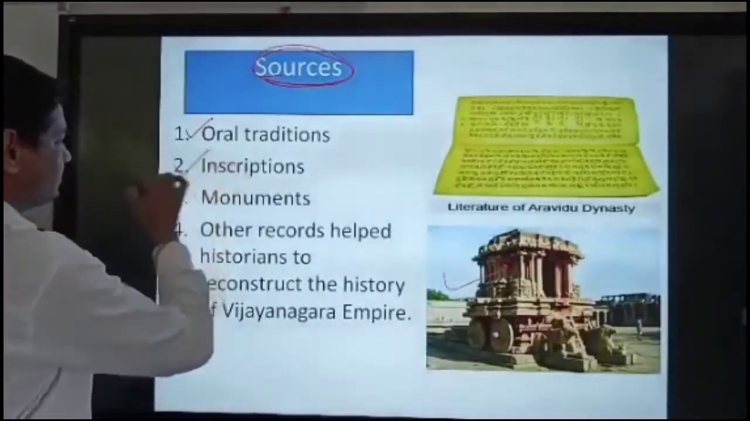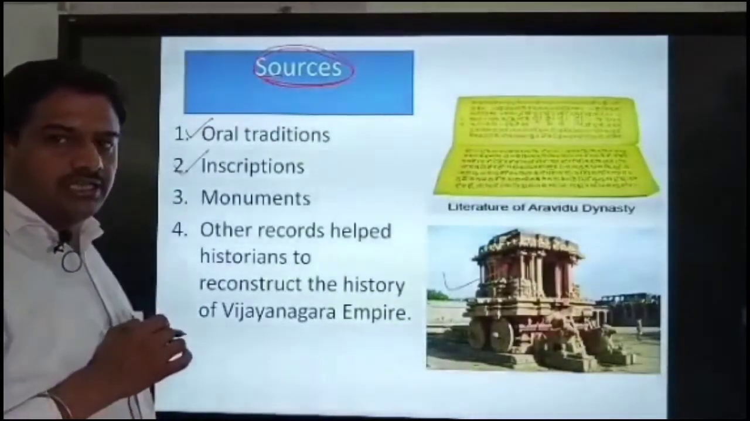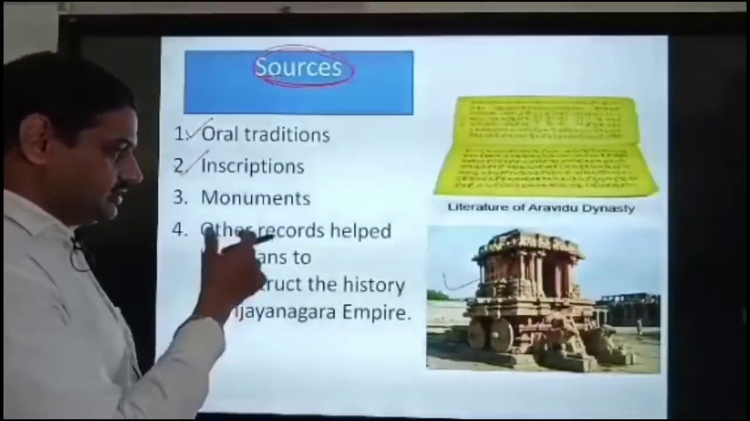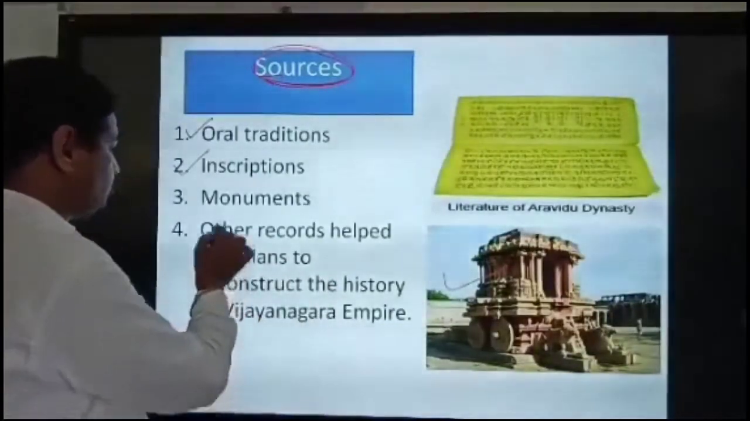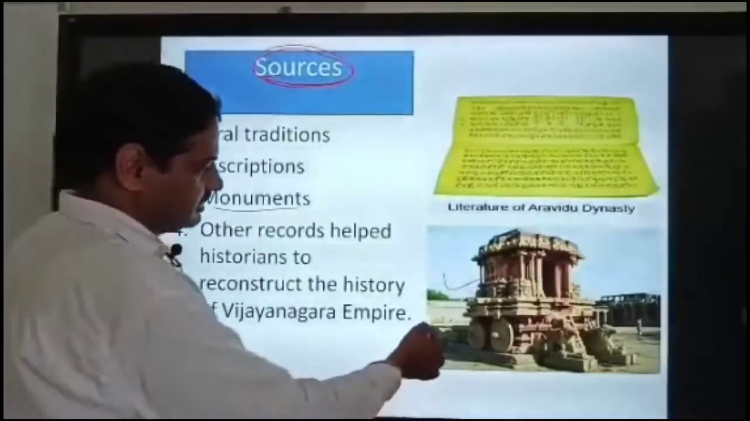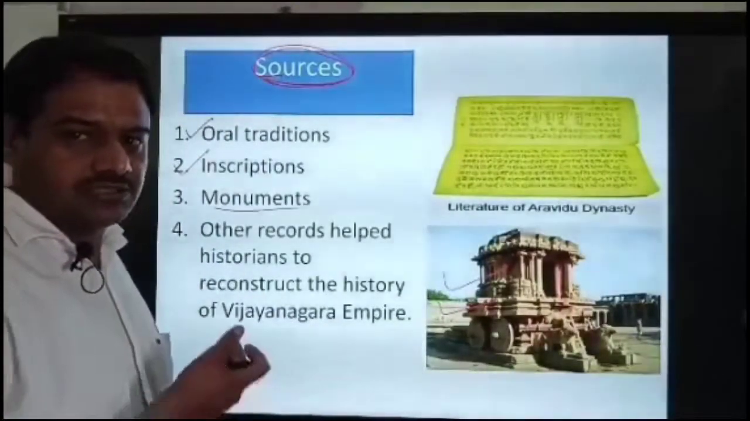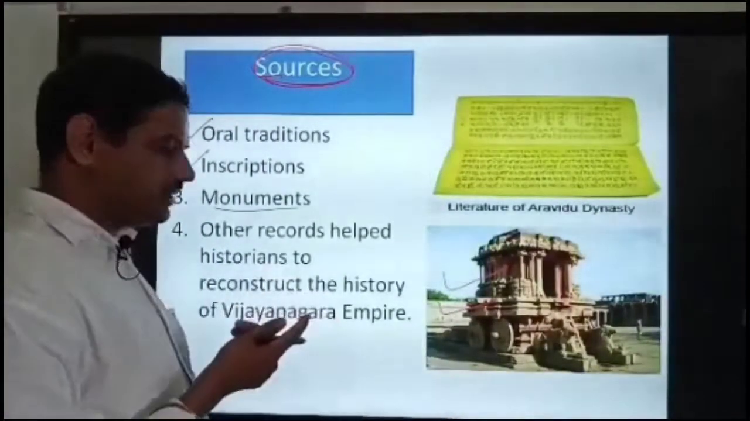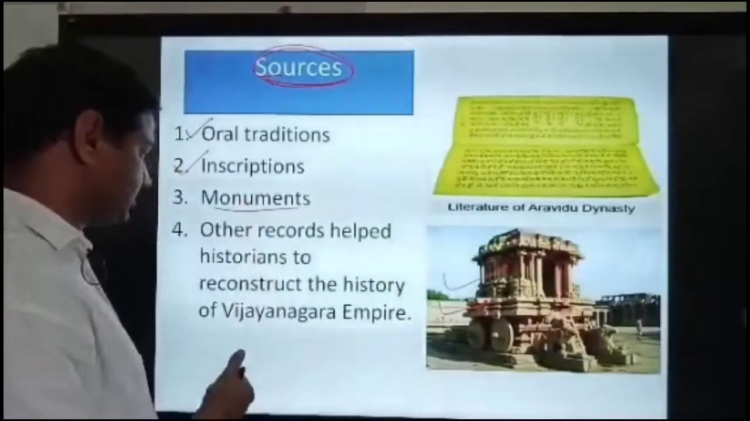Second is inscriptions. There are many inscriptions which were written by the people of Vijayanagara, and these inscriptions are written on various stone surfaces of these temples. Then monuments. There are various monuments which are still there, like this stone chariot, and there are many other temples, through which we come to know about the Vijayanagara kingdom. So these are the material remains.